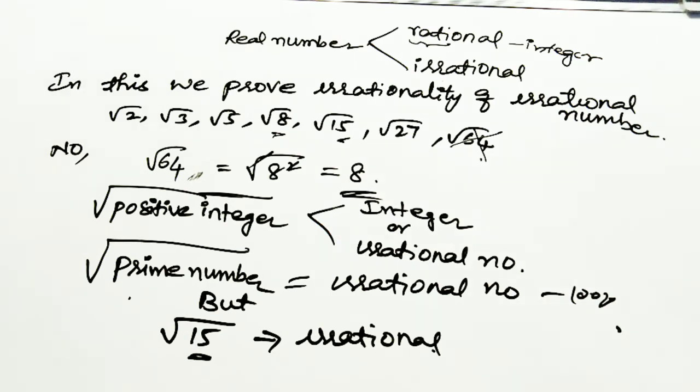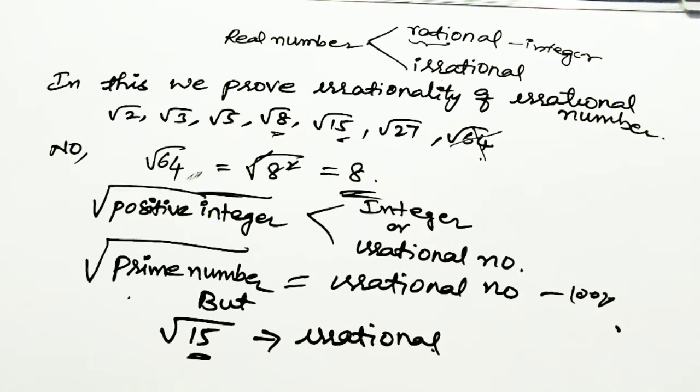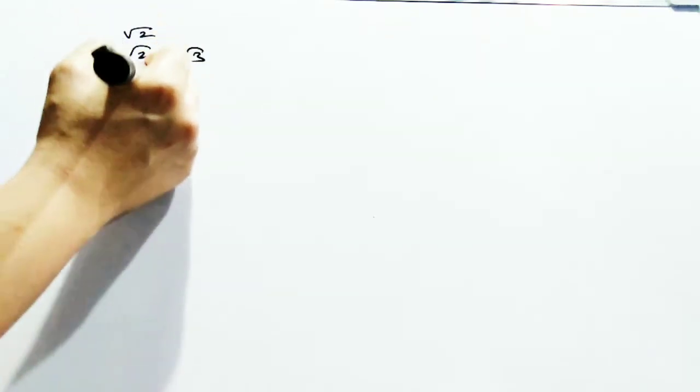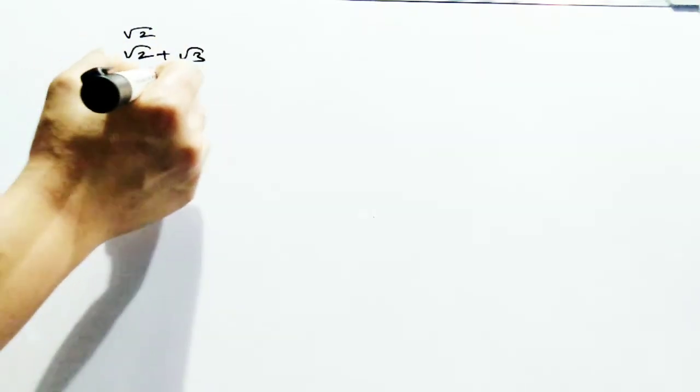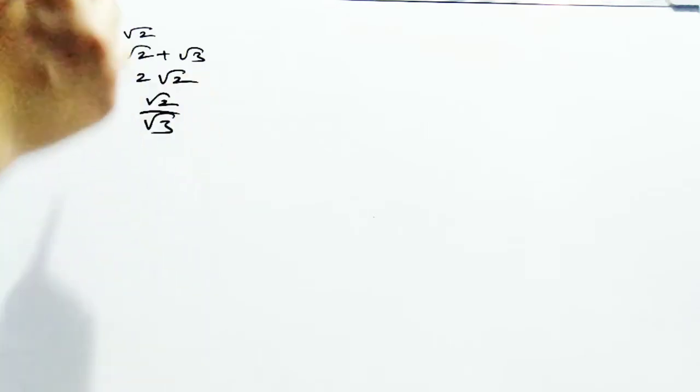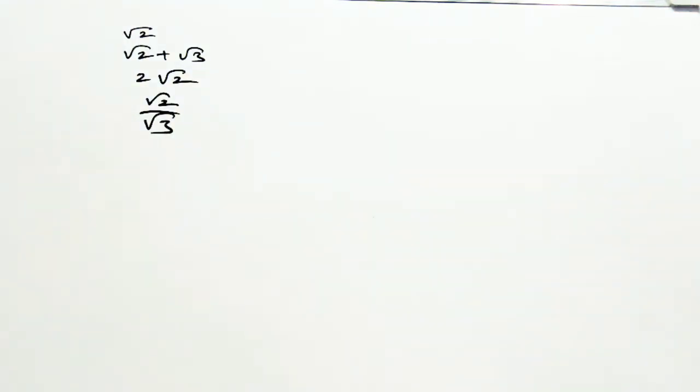Irrational number. There are certain numbers, like square root of 2, 3 plus root 3, 2 root 2, root 2 by root 3. These numbers we have to prove irrational by using the fundamental theorem of arithmetic. Means with the help of this theorem we have to prove that these numbers are irrational numbers. So first of all we have to know what is the fundamental theorem of arithmetic.